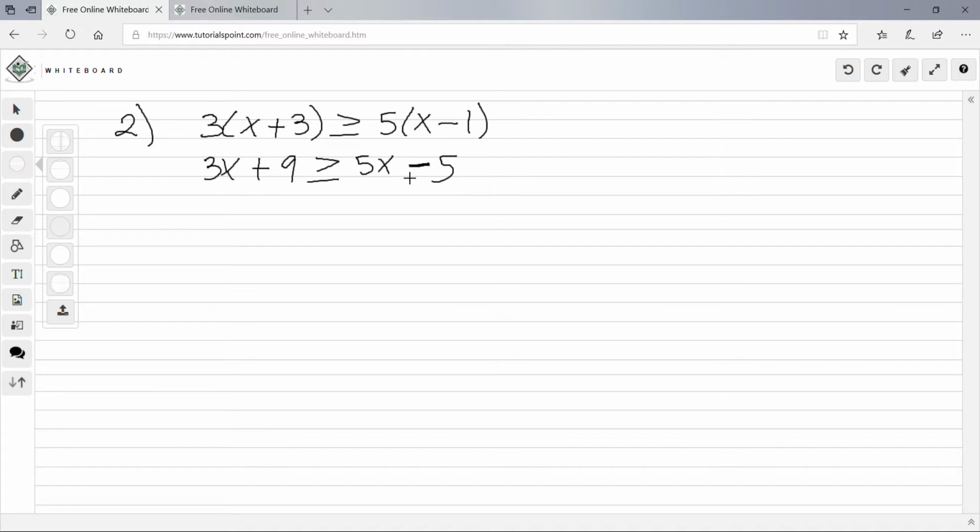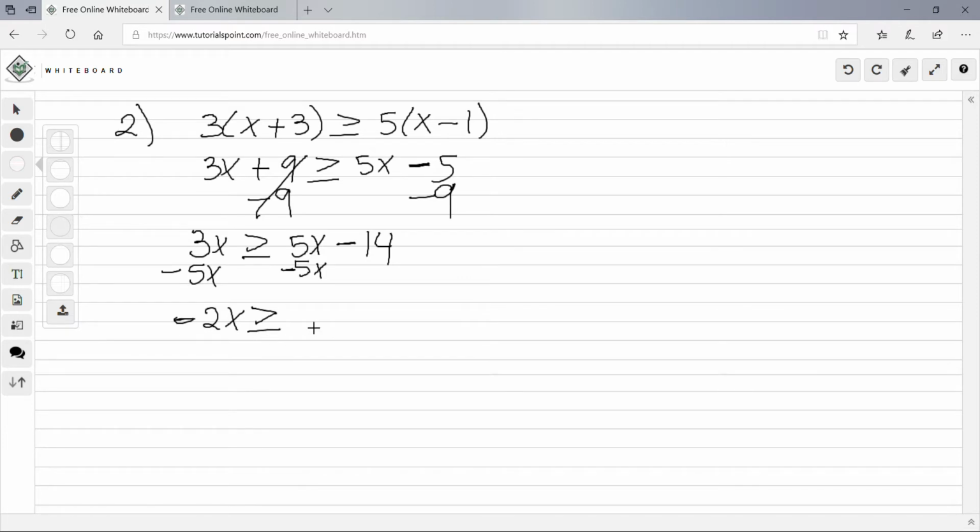Now I'm going to subtract 9 from both sides. So this cancels. So we get 3x is greater than or equal to 5x, and then -5 minus 9 is -14. Okay, and then I want to get the x's on one side, so I'm going to subtract this 5x. So 3x minus 5x is negative 2x, is greater than or equal to negative 14.